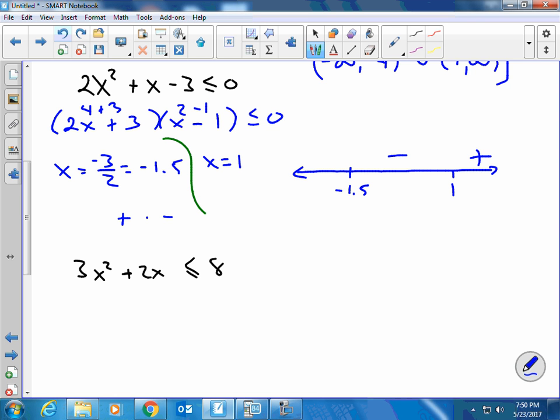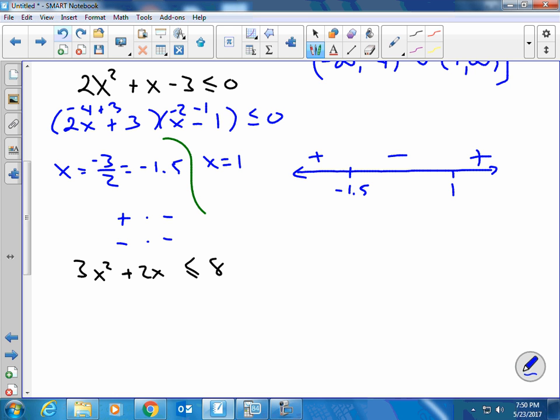Plug in something less than -1.5, like a negative 2. Negative 2 times 2 is a negative 4, plus 3 is a negative 1. Negative 2 minus 1 is a negative 3, which is negative. And again, I get a negative times a negative, which is a positive. All right, what's my answer? I want the numbers that are less than or equal to 0.